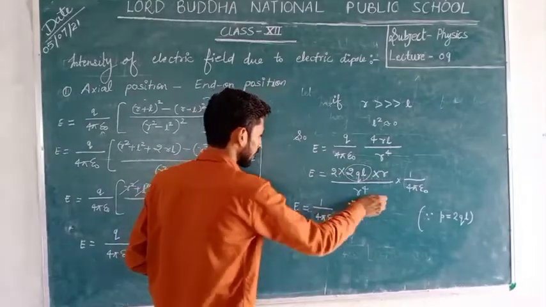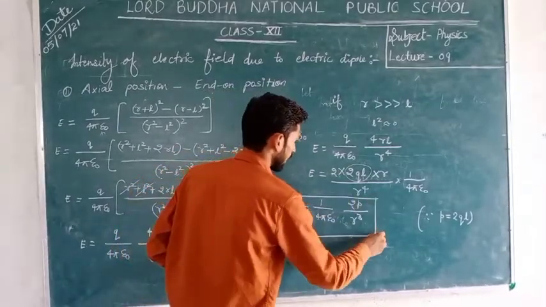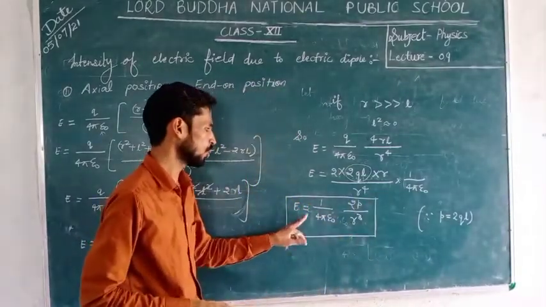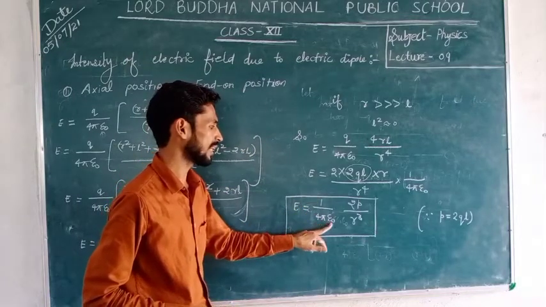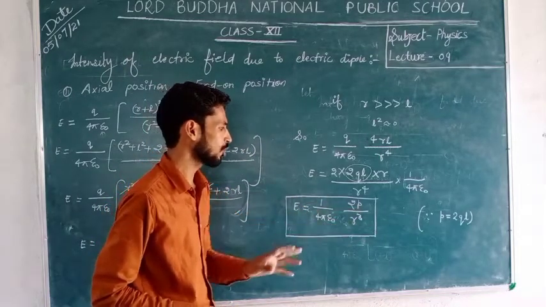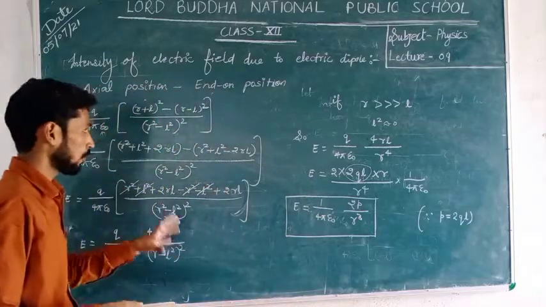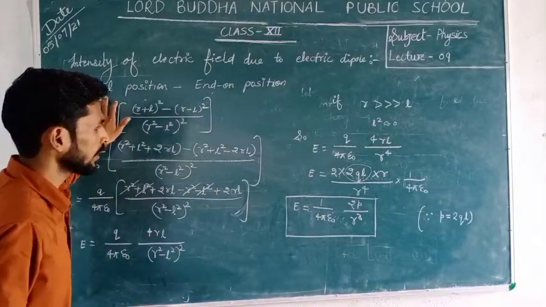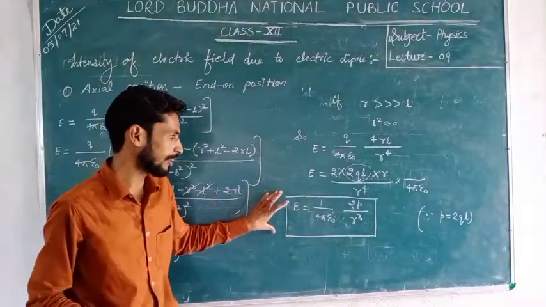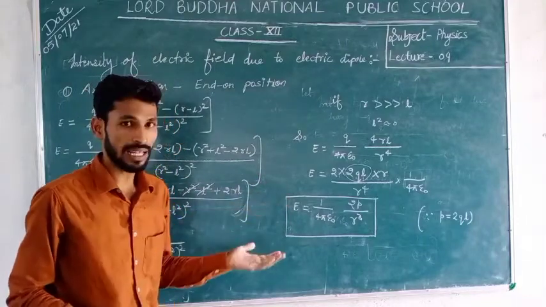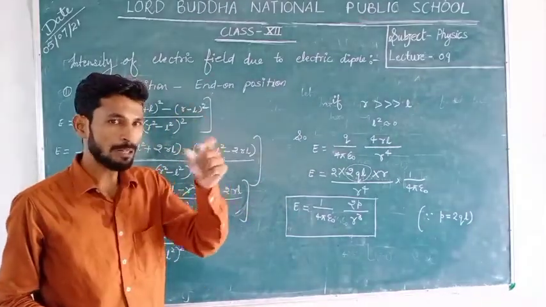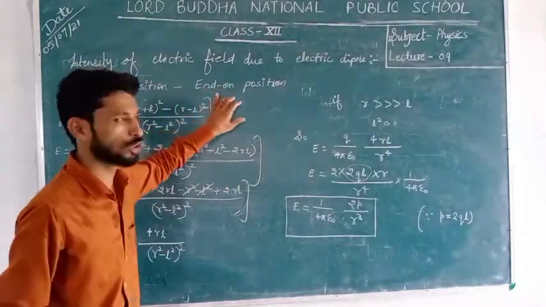So the final answer for the axial position is E equals 1 upon 4 pi epsilon naught 2p upon r cubed. That is the formula for the axial position, and this is the intensity of electric field due to the electric dipole at any point, and that point is present in the axial position.